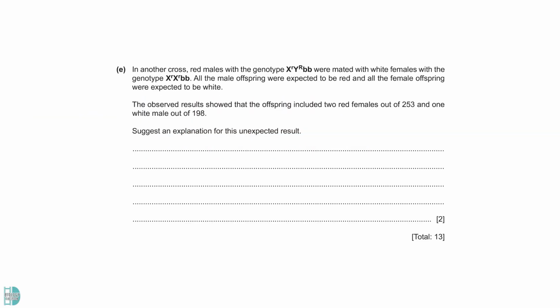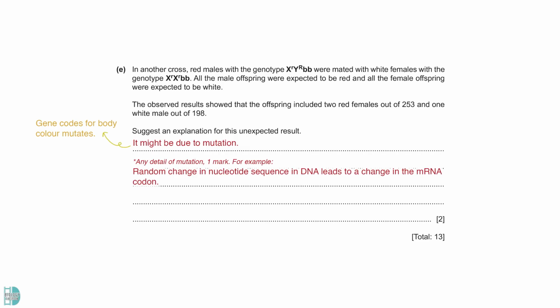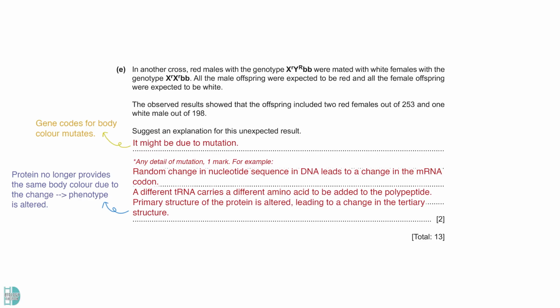E talks about another cross involving a red male and a white female. The question wants you to suggest an explanation for the result which is different from the prediction. There are two possibilities. First, it might be due to a mutation of the gene that codes for the body color. Mutation is a random change in the nucleotide sequence in DNA. This causes a change in the mRNA codon. A different amino acid is added to the polypeptide. When a different polypeptide or protein is produced, the phenotype would change.